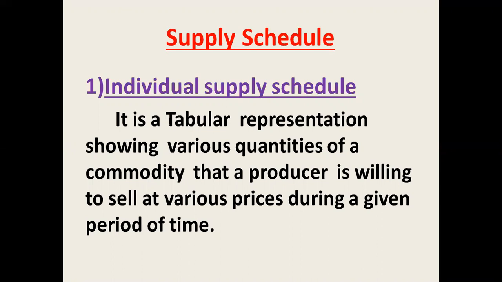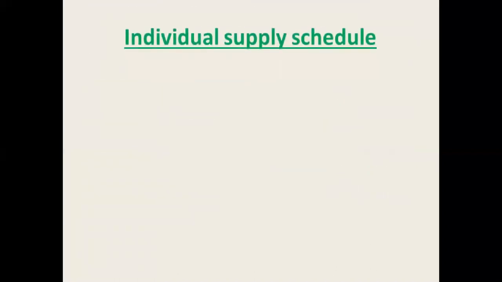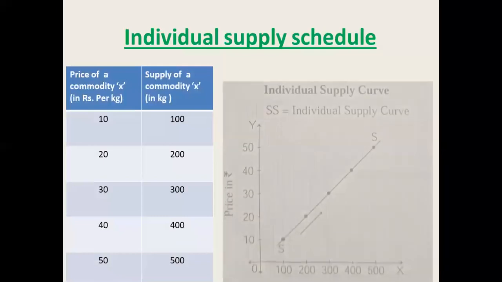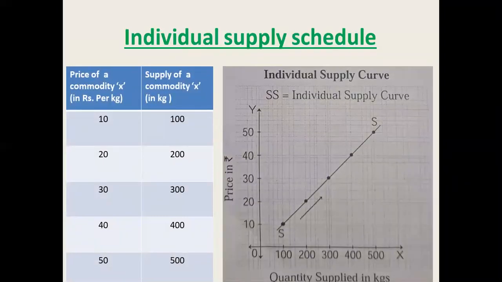The tabular representation is the most important part of the individual supply schedule. On your screen, you can see the tabular representation and second, the graphical representation. In this schedule, it is clear that we have selected commodity X; we can select any commodity. The first column is the price of commodity X in rupees per kilogram, and the second column is the supply of commodity X in kilograms.